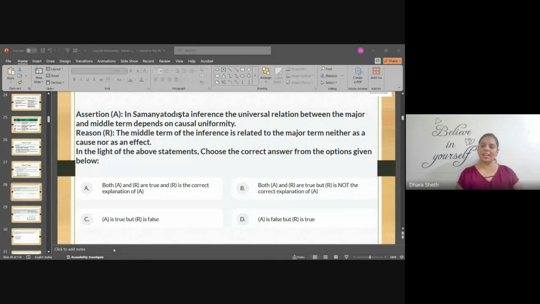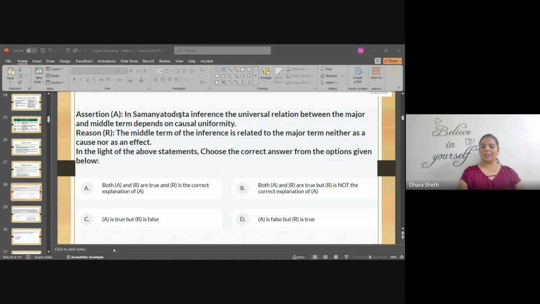Like when we say the hill has smoke, so it has fire. The hill has fire because it has smoke. Fire is what we are trying to prove, the major term. Smoke is the middle term, the reason. So the relationship between the major and the middle term is based on causal uniformity. Second, the middle term of the inference, here the smoke, is related to the major term, that is fire, neither as a cause nor as an effect.